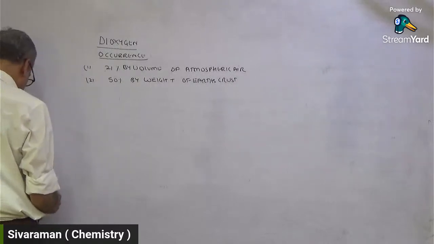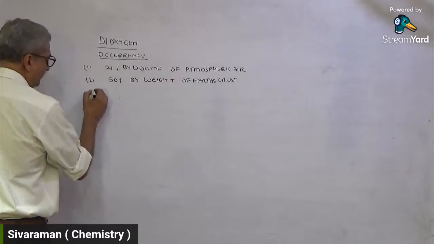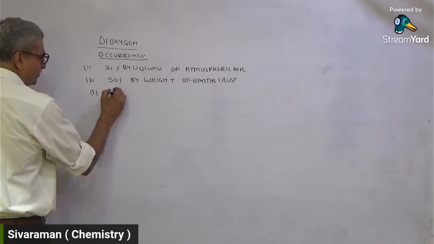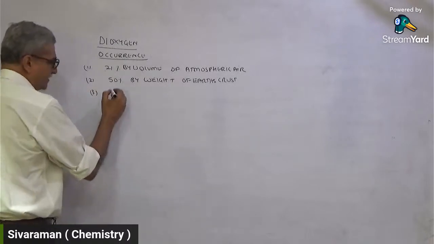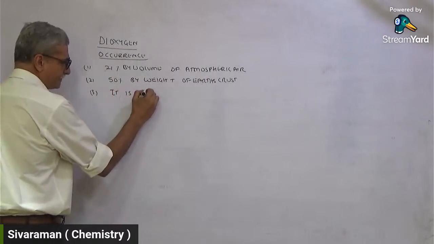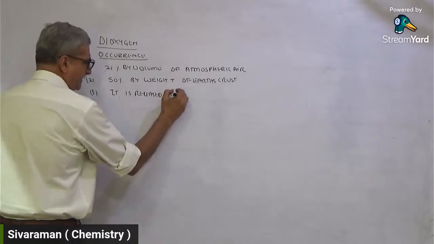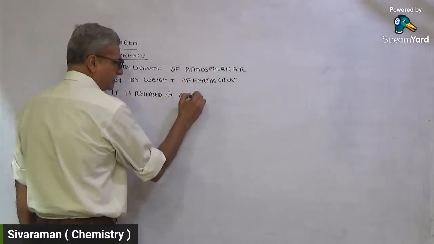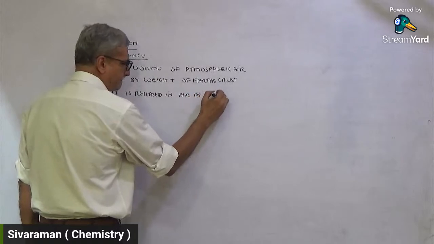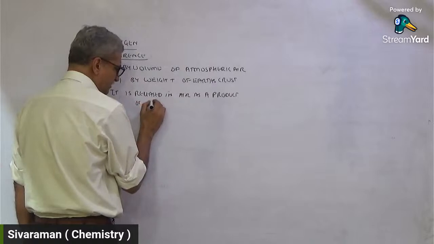Then what happens is, it is a product of photosynthesis. Is this clear? It is released in air as a product of photosynthesis.